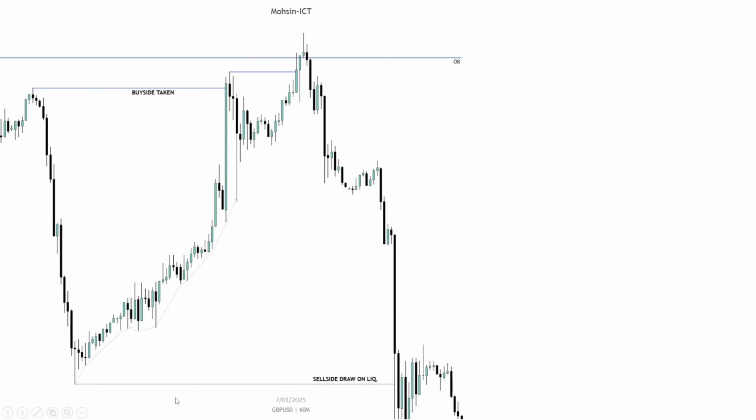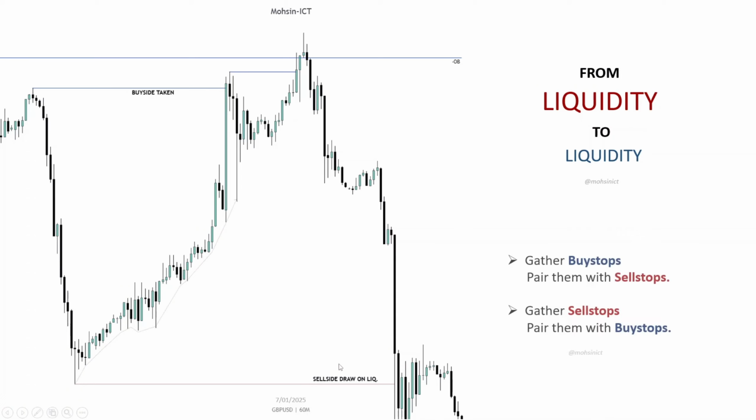stops below the lows. And we actually have a good trend line right here, remembering that we go from liquidity to liquidity. In this case, buy side to sell side. We are gathering the buy stops and pairing them up with the sell stops. We call that: we gather buy stops, pair them up with sell stops, or we gather sell stops and pair them up with the buy stops. Highs to lows and lows to highs.